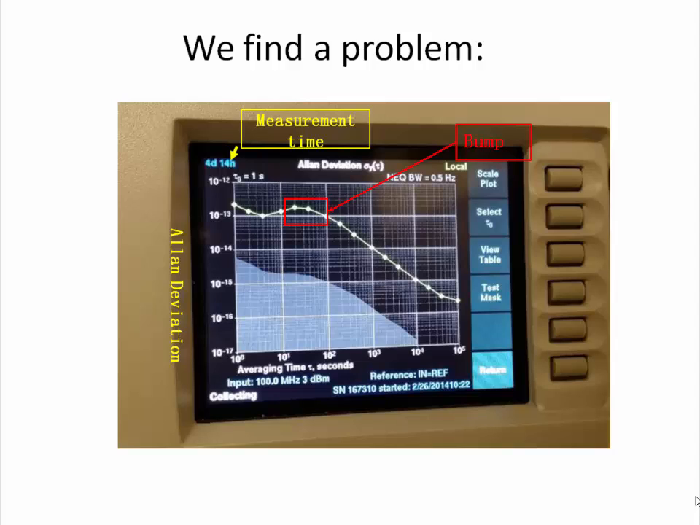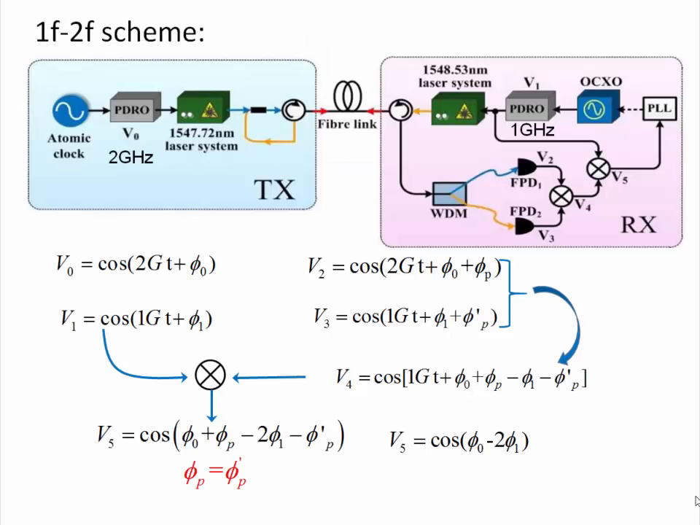Because during this test, we also found a problem with our system. There is a bump in the Allan deviation spectrum, especially between averaging times of 10 seconds to 100 seconds. Where does it come from? We are wondering. We try to find it in our system.